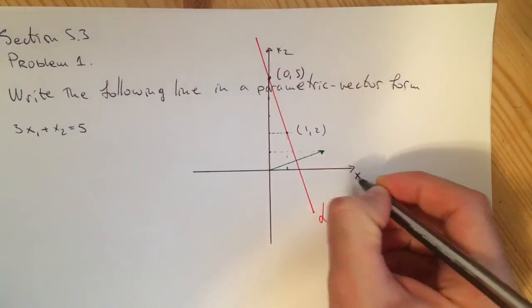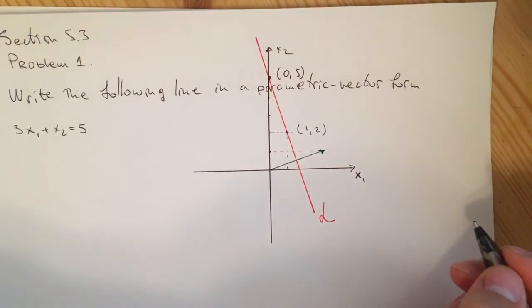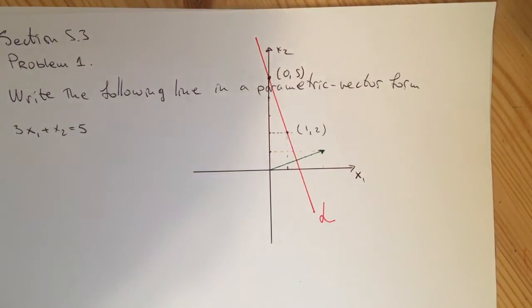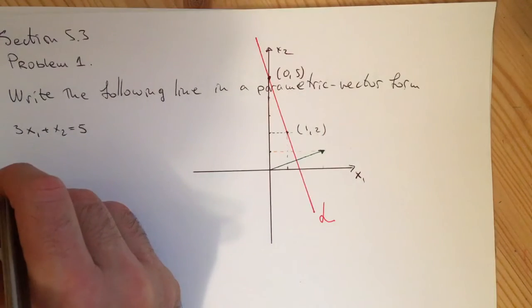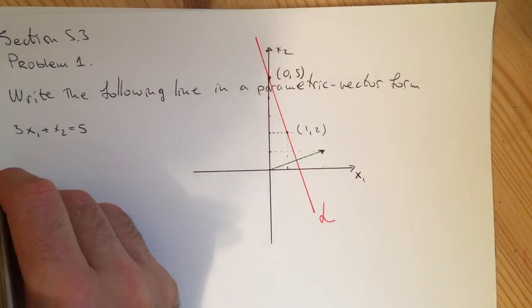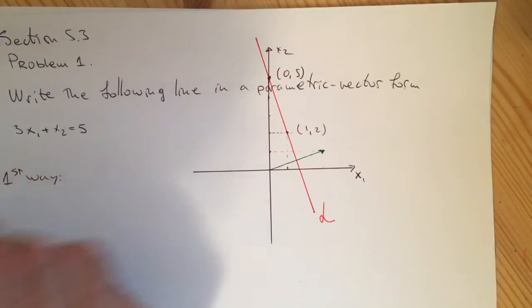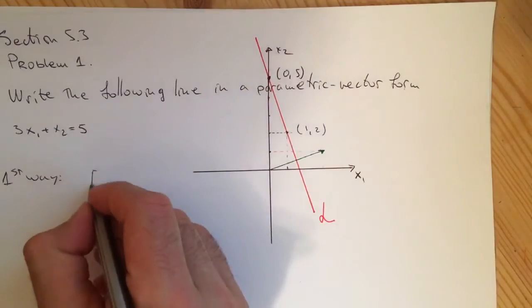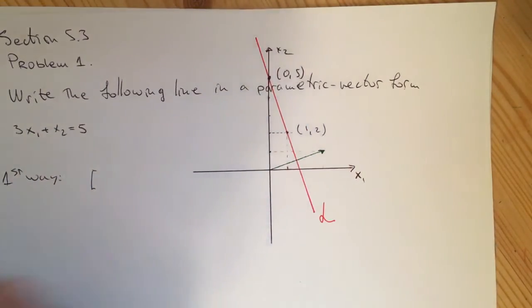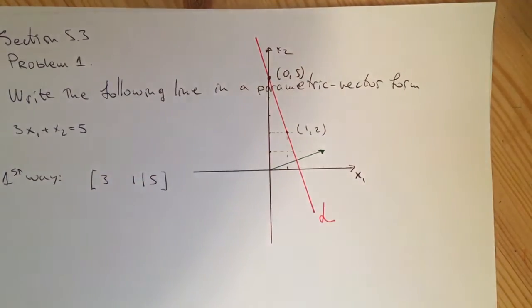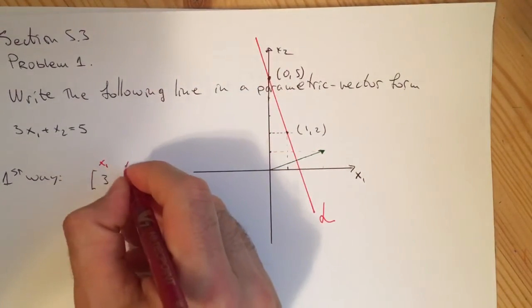Okay, so this question, there are many ways how to solve this question, how to express this line in a parametric vector form. First way, how to do this, is just to put this in a matrix, right? So it's 3, 1, 5. Obviously here I'll have one free variable, x1 and x2.